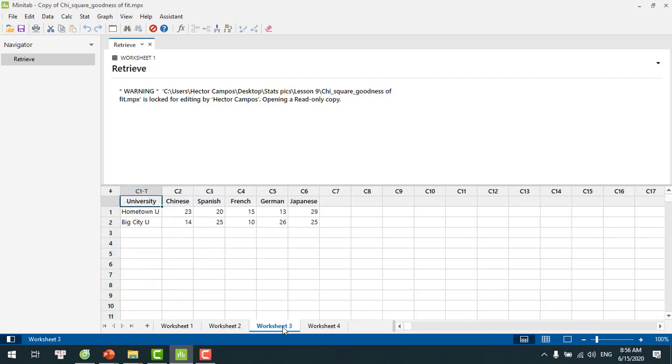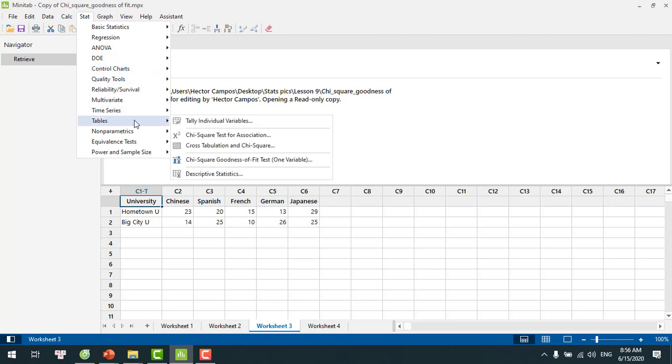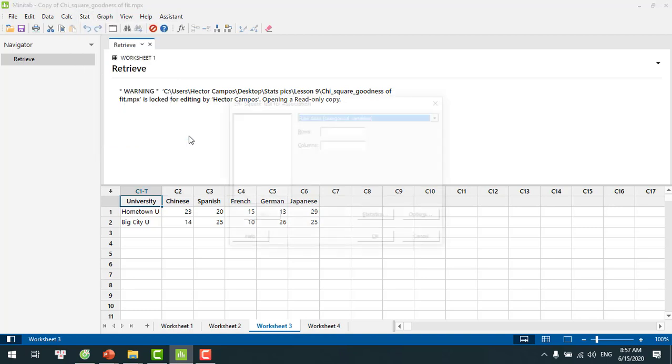For this one, let's see if we can run it this way. Okay, so here we have the languages as columns, and we have the universities as rows. Okay, let's see if we can run our test of independence that way. Now in Minitab, the test of independence is called the test of association. So we go to Stat, Tables, and as you can see, this is going to be the chi-square test for association. So Stat, Tables, chi-square test for association.